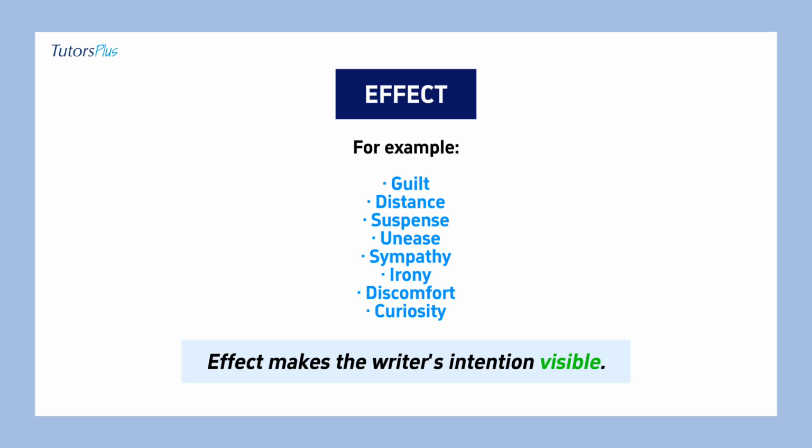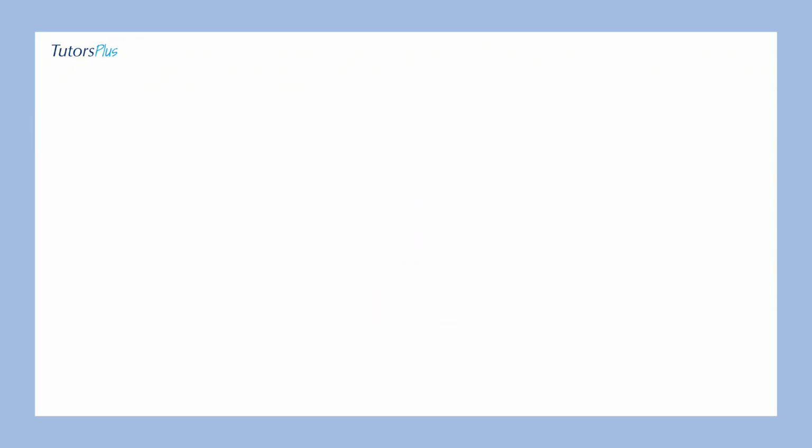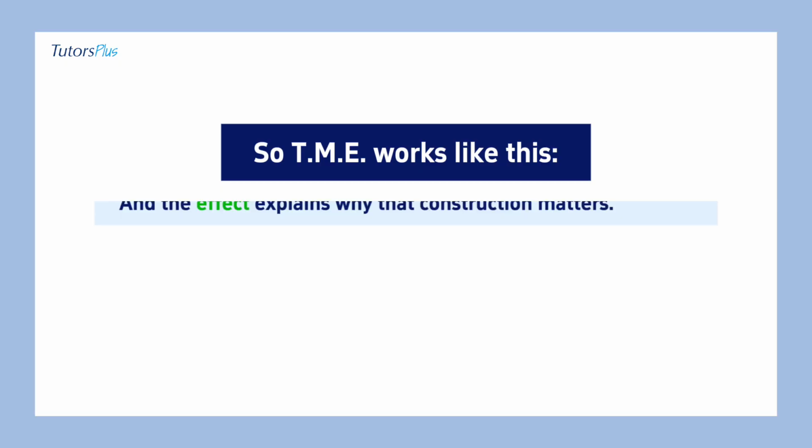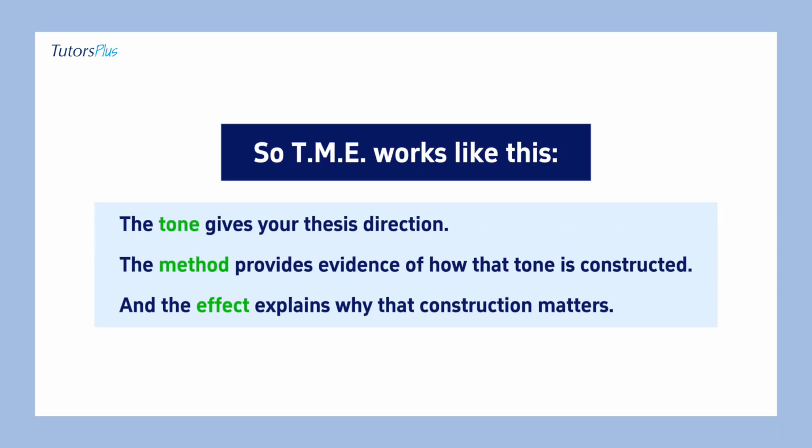They're all things that we as readers feel when we're reading different texts. And this transforms your thesis from description into interpretation, which is where you'll land with the marks in criterion B. So T.M.E. works like this. The tone gives your thesis direction. The method provides evidence of how your tone is constructed. And the effect explains why that construction matters.